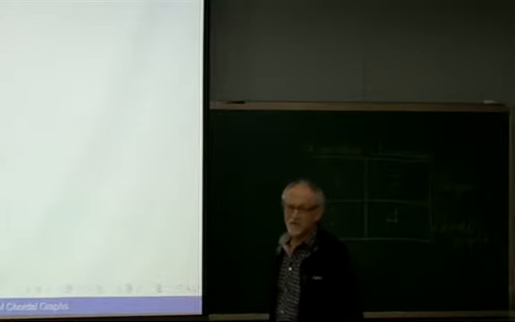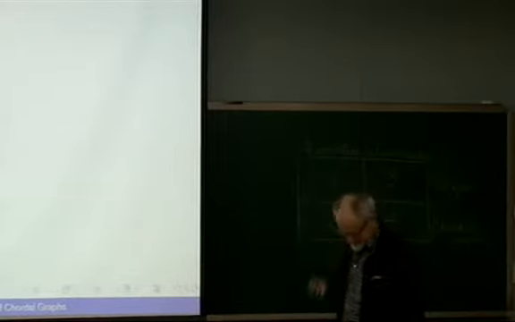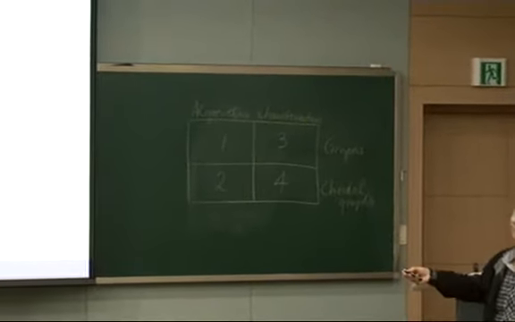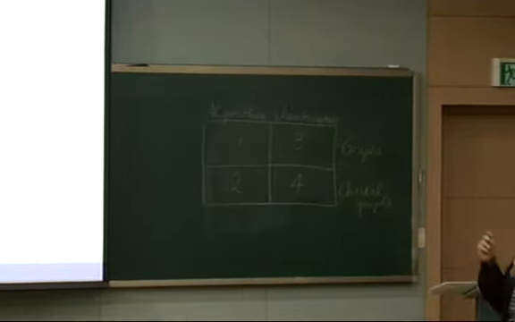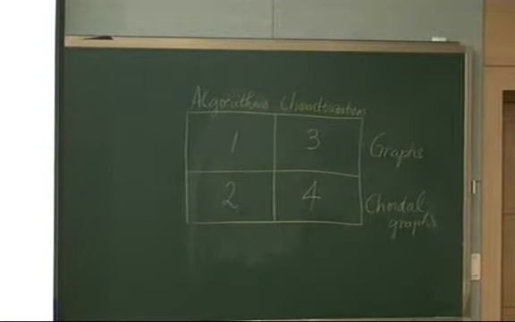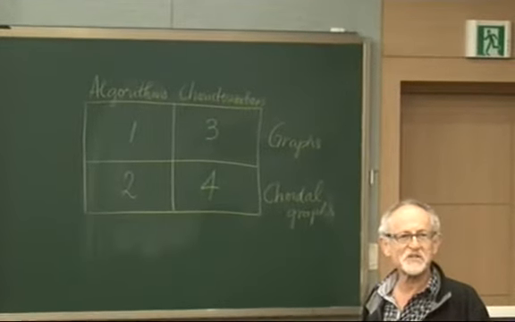The problem is about partitioning graphs, and here is an outline of my talk. I'll be talking about graphs and then restricted graph classes, and about problems, about algorithms and about characterizations. And the 1, 2, 3, 4 is the order in which this happens.